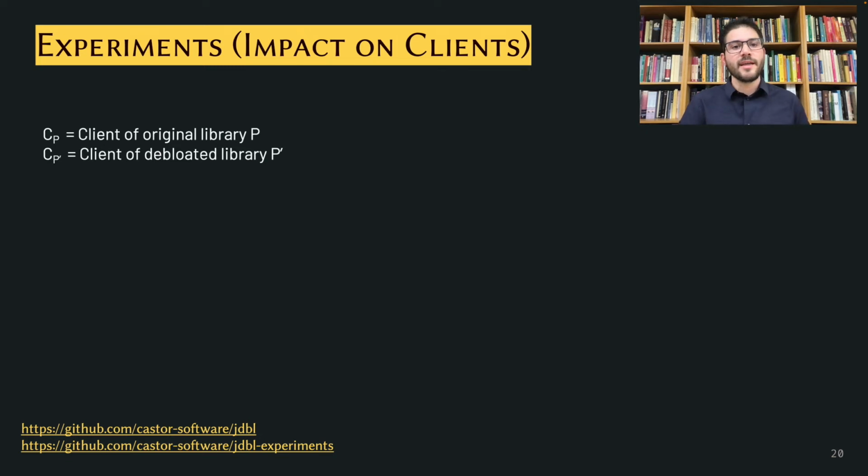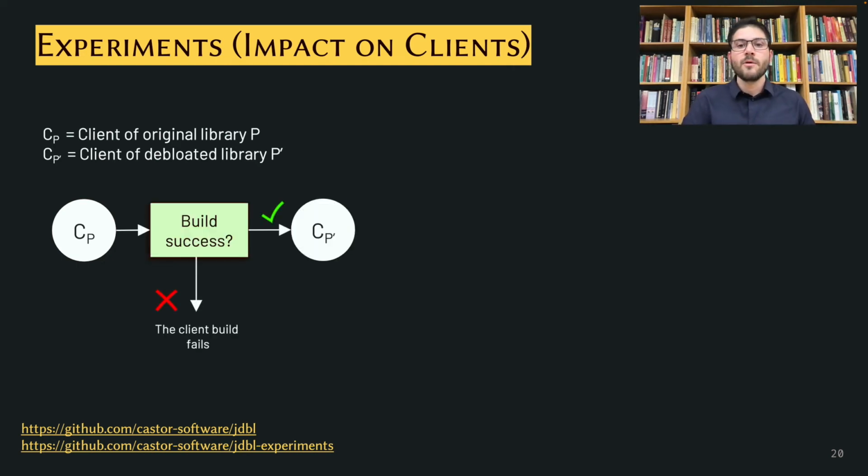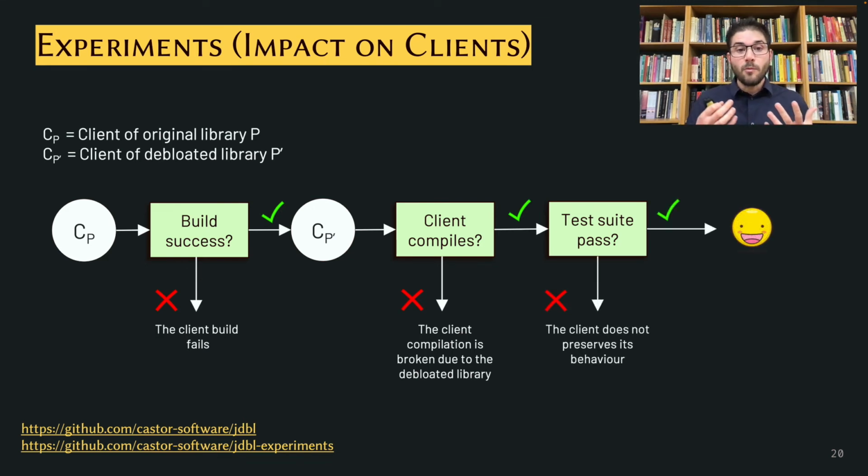We also focus on evaluating the impact of debloating on the libraries and clients that reuse the debloated libraries. For a client C that uses the original library P and builds successfully, we replace P by its debloated version, let's call it P prime, in order to investigate if the client still compiles and if the test suite still passes. If both are successful, then we can say that the client can use the debloated version of the library.